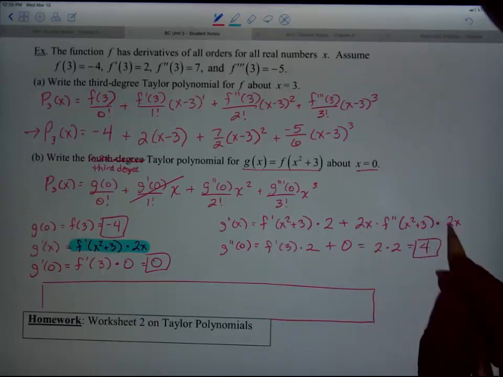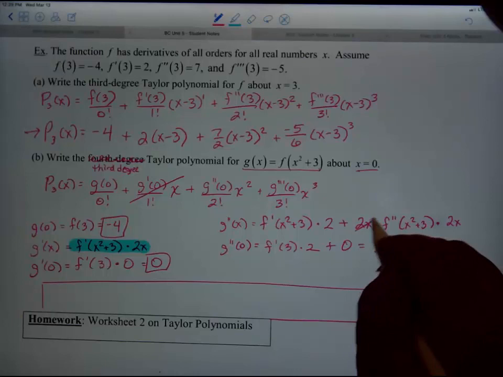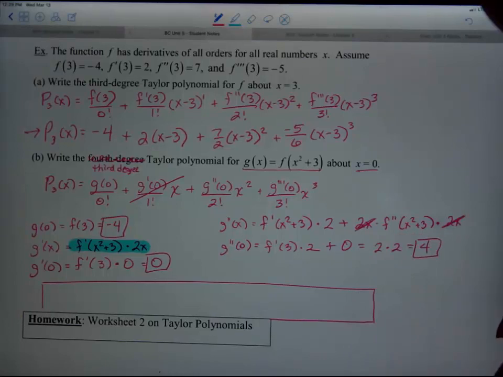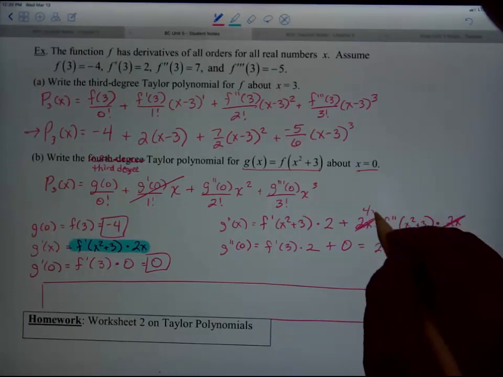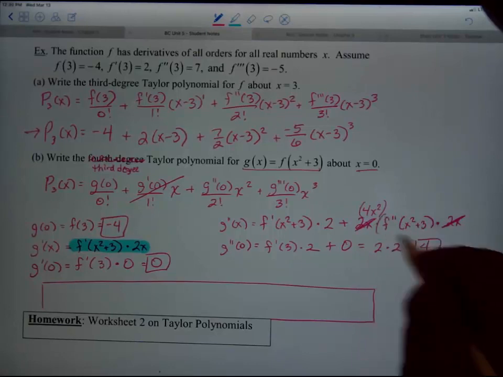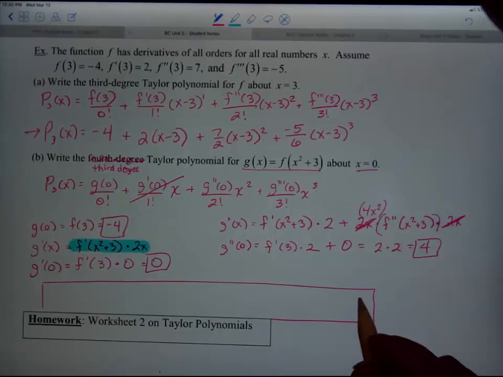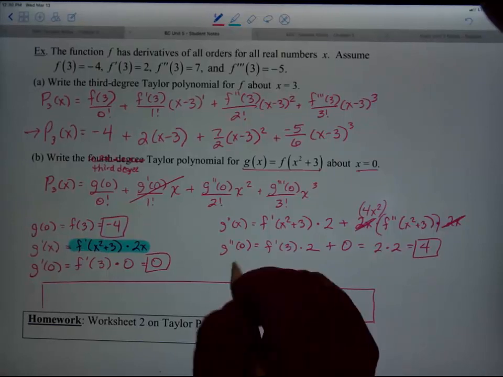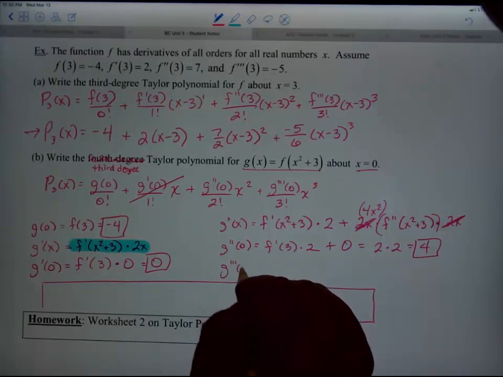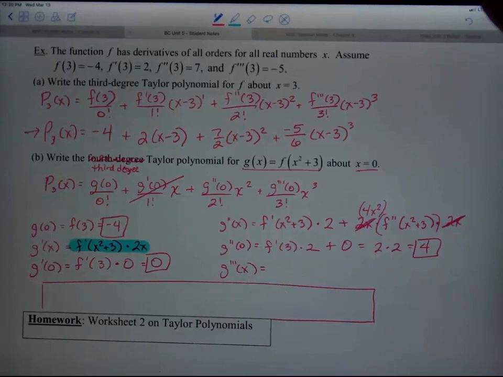So, this 2x times this 2x is what? 4x squared. And I'm going to put that in the front, because I'm going to have to take the derivative of that. Otherwise, I have to do like a 1d, 2d, 3, and I don't want to go there. Okay, g triple prime of x. And every time you do this, you've got to take the derivative first, then plug in the 0.